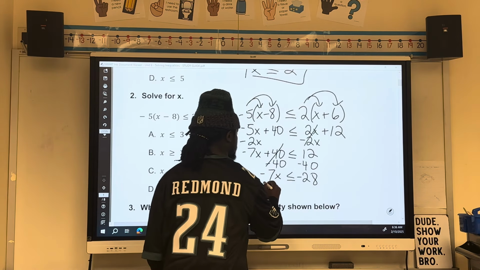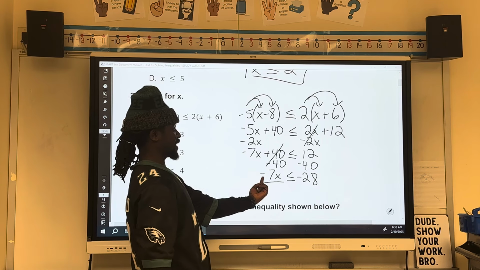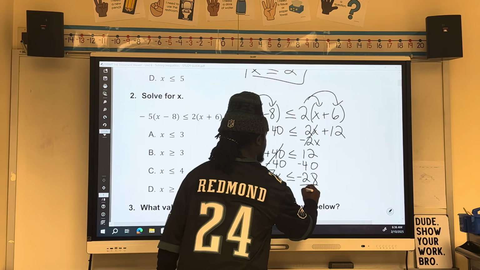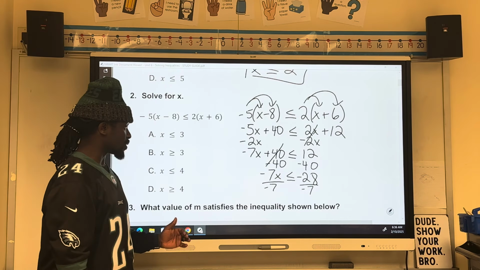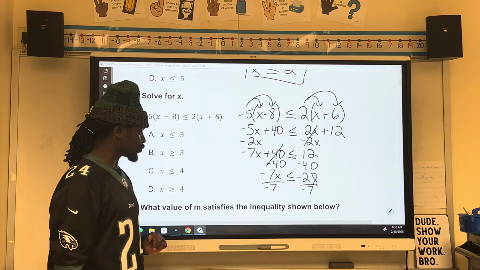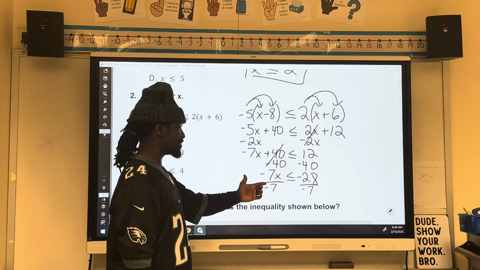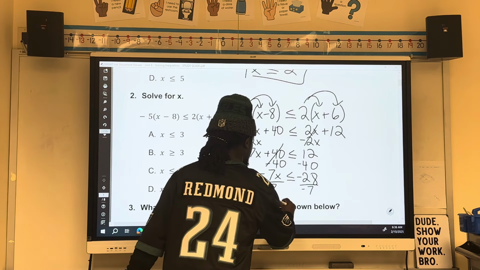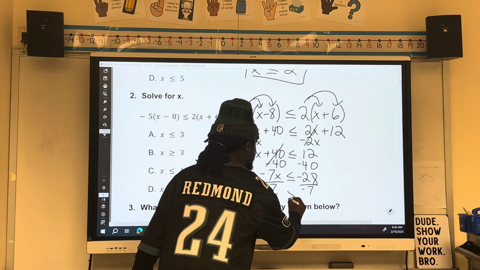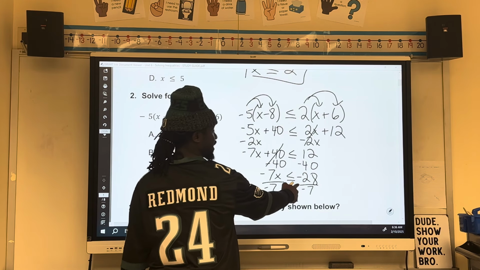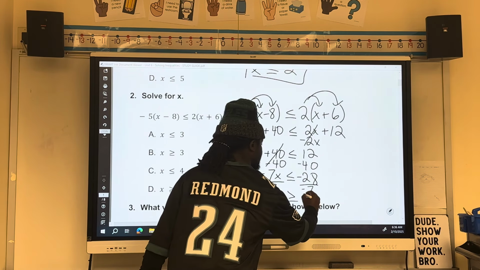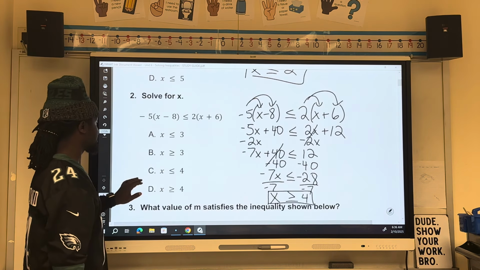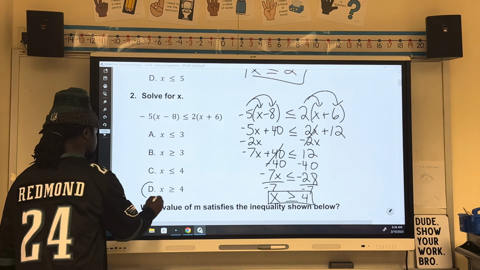And then I'm going to divide by, again, this is negative 7 times x. I have to do the inverse, divide by negative 7, divide by negative 7. Remember the golden rule of inequalities: whenever you divide by a negative number or multiply by a negative number, you gotta flip that sign. So it becomes x is greater than or equal to negative 28 divided by negative 7, which is positive 4. So my answer is x is greater than 4.